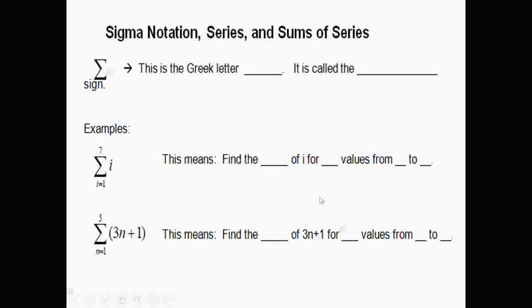Okay, so here we go. So again, here it is. This symbol here, this is the Greek letter sigma. It is called the summation symbol. Something didn't print properly here, but anyway, the summation symbol. Okay, so examples. Here we have this example.